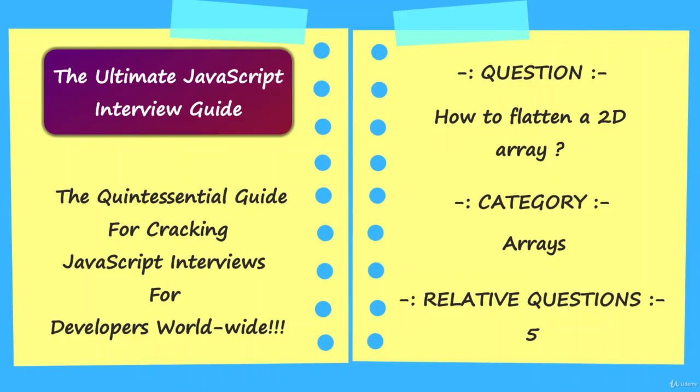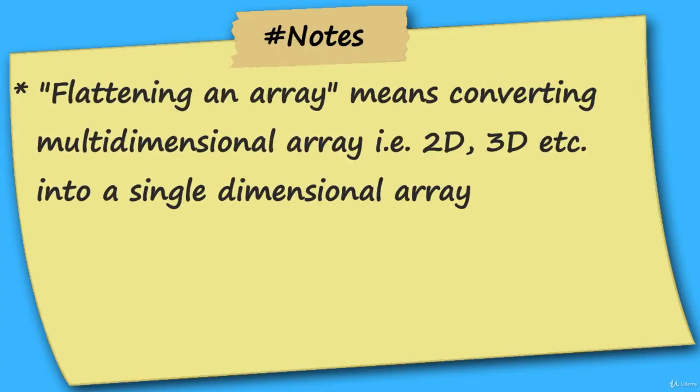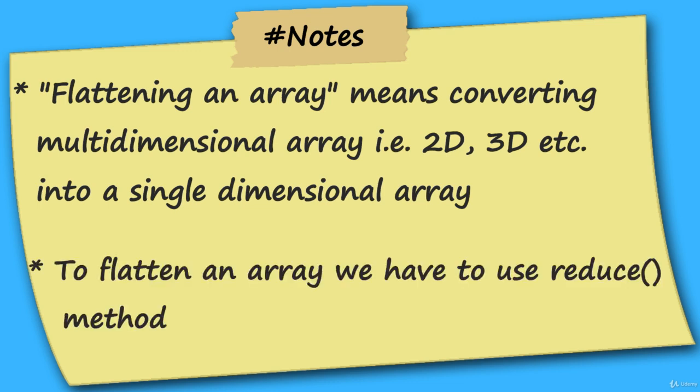The next question is how to flatten a two-dimensional array. Now the purpose of this question is that we are going to use the reduce method. The question is of arrays category and there will be 5 relative questions to this topic. Now flattening an array is basically converting a multi-dimensional, maybe 2-dimensional or 3-dimensional, array into a single dimensional array. To flatten an array, we have to use the reduce method.